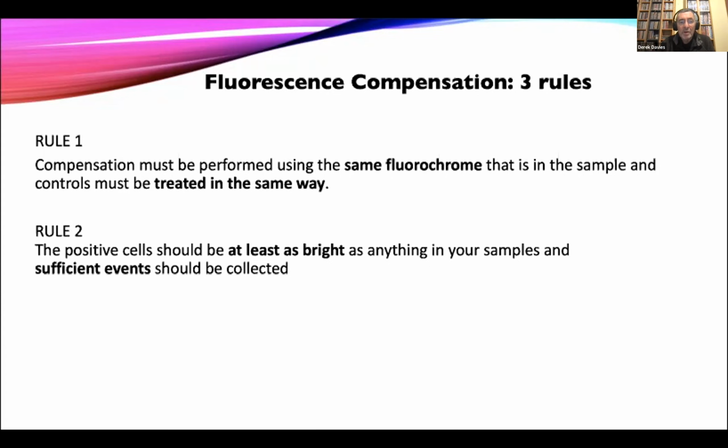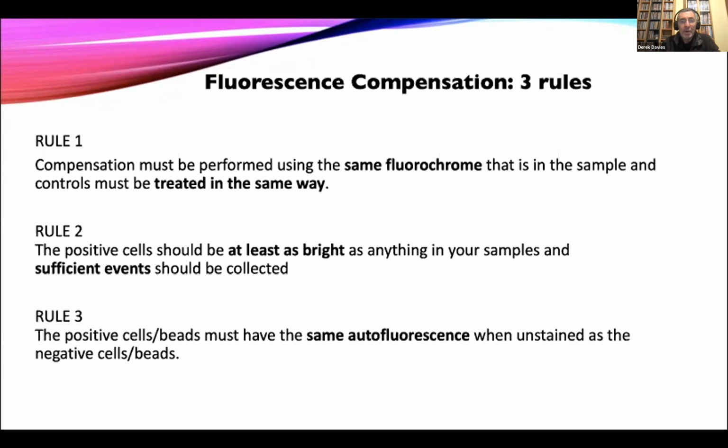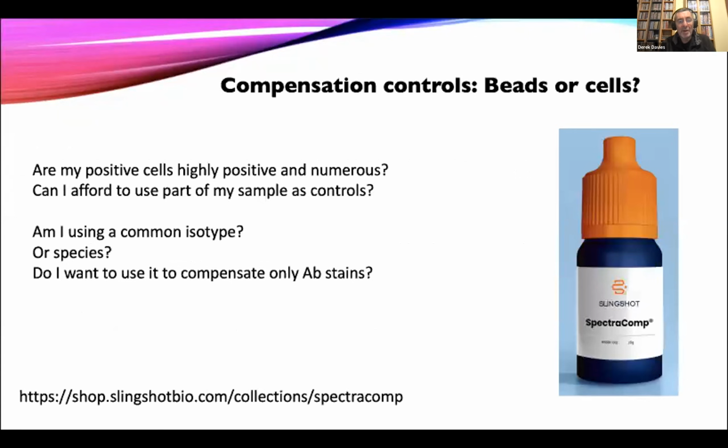And also we should acquire sufficient events. In practice, that means make sure you acquire at least 500 of your positive and your negative events. Ideally a few more than that, but 500 should be enough to give you a robust calculation. And then the final rule is that before you stained your cells or your beads, the positive and the negative population should have had the same level of autofluorescence, because that's what we're going to use as our background in the spillover channel.